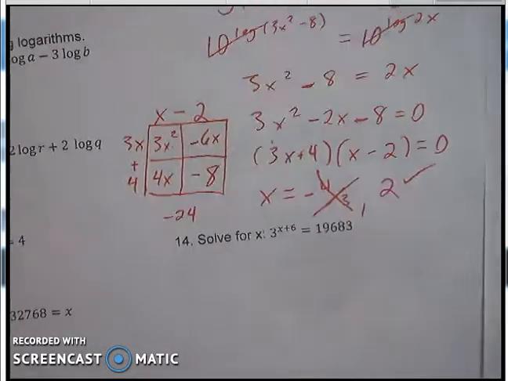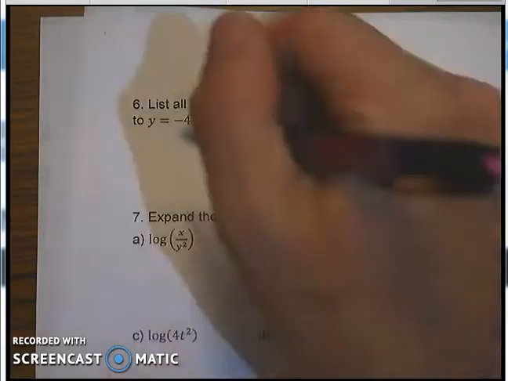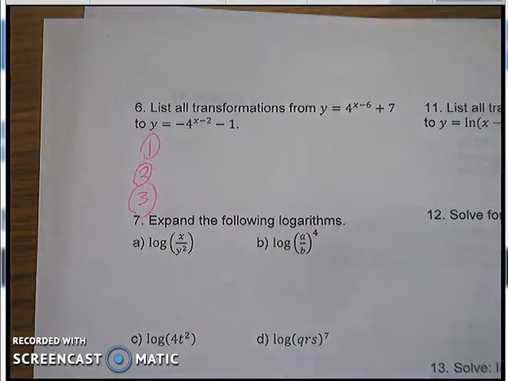And on number 6, we're listing transformations. All the transformations from 4 to the power of x minus 6 plus 7 to y equals negative 4 to the power of x minus 2 minus 1. And there are exactly 1, 2, 3 transformations here. You'll notice that 4 does not have a negative in front of it. The second one does, which means there's been a vertical reflection there.